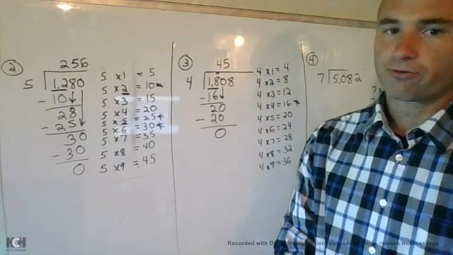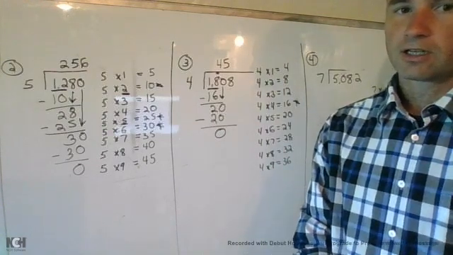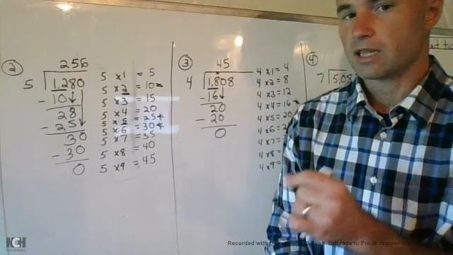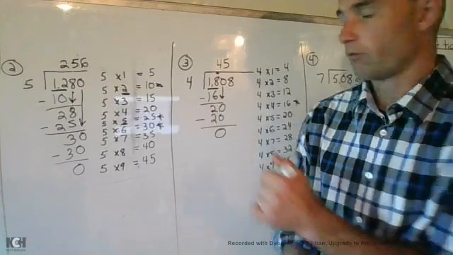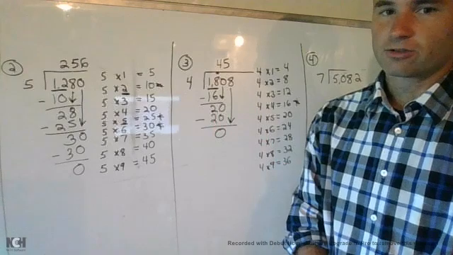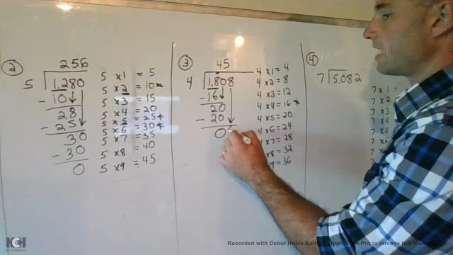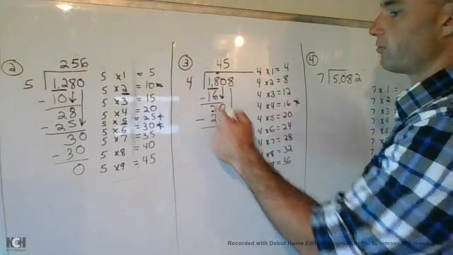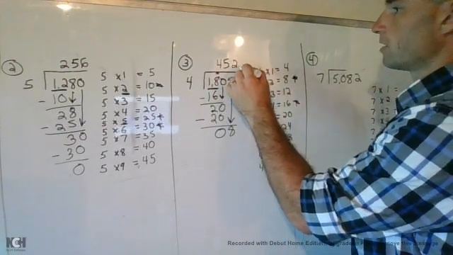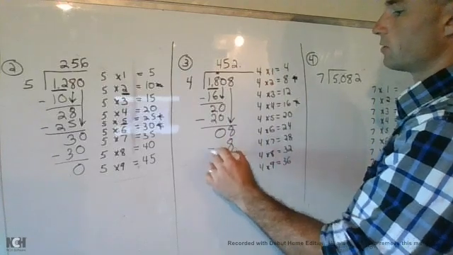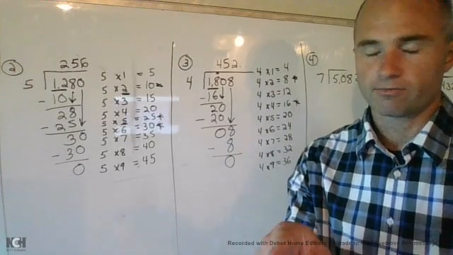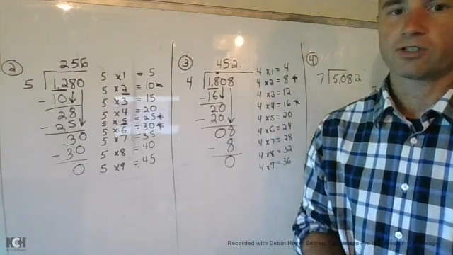I hope you didn't freeze and stop there, because yes, there's 0 here, but you do have something to bring down in the ones place. It was the 8. Some of you might have thought the answer was 45 there. You bring down the 8. Now you ask yourself, how many 4s go into 8? 2 of them. 2 times 4 equaled 8. You subtract. You get nothing left over and nothing left to bring down, which gives you the answer of 452.